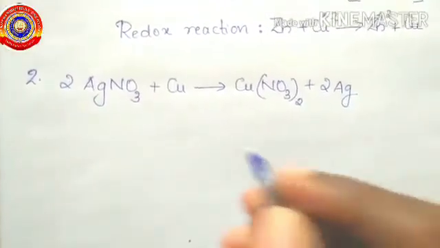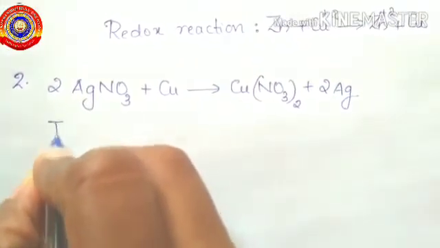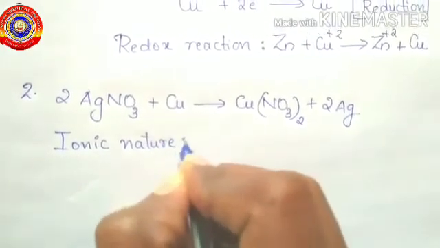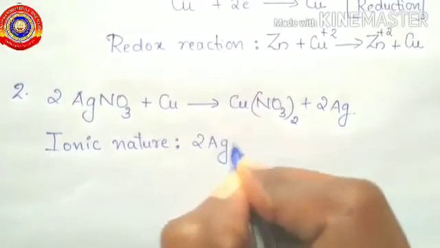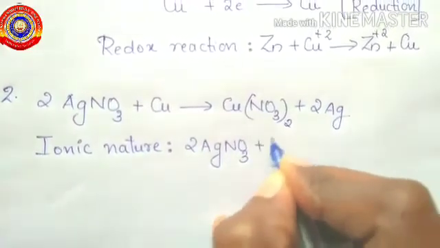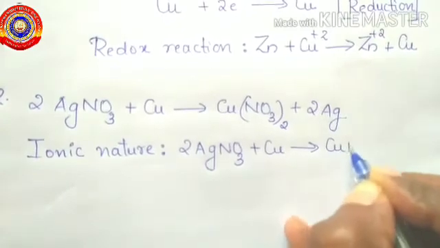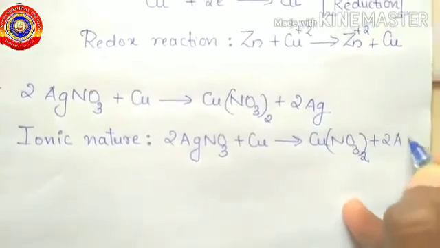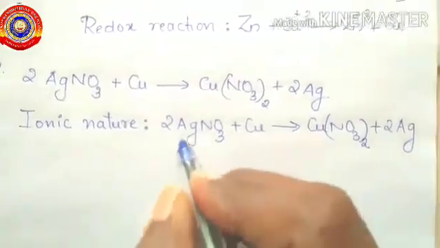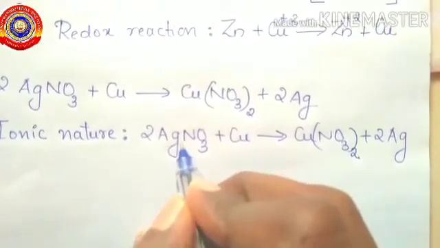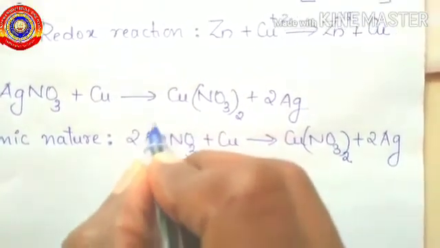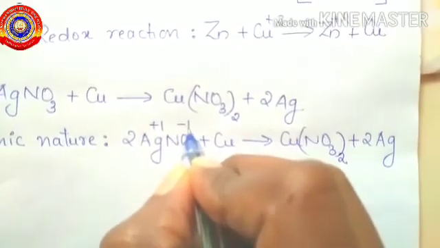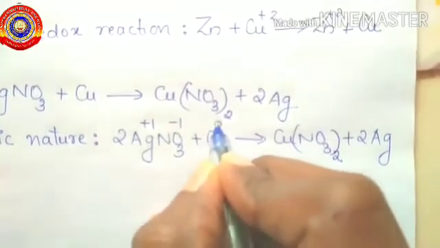Consider another example of a copper rod dipped in silver nitrate solution. Let's write the ionic nature of this equation first. In this equation, the atoms copper and silver exist in the elemental state, so their oxidation numbers will be equal to 0. We know the oxidation number of nitrate is -1. So it is easy to find out the oxidation number of silver and copper from silver nitrate and copper nitrate respectively. The oxidation number of silver is +1.